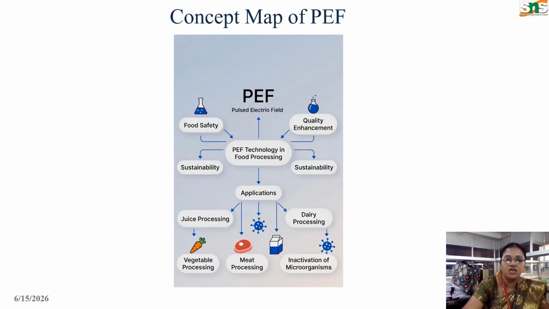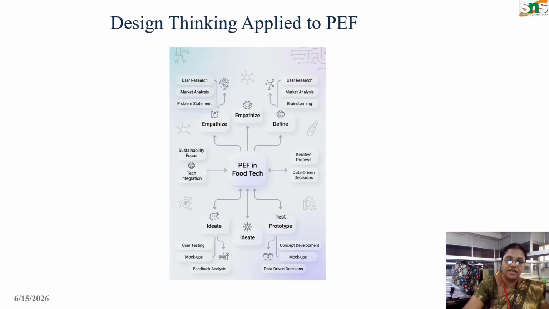So this is the overall concept map of PEF. How this PEF technology is applied in food processing: it is applied in dairy, juice, vegetable, and meat, for inactivation of microorganisms, safety, and quality enhancement. How can we relate it with the design thinking concept? First we have to empathize, define, ideate, prototype, and test, based on the technology and sustainability.